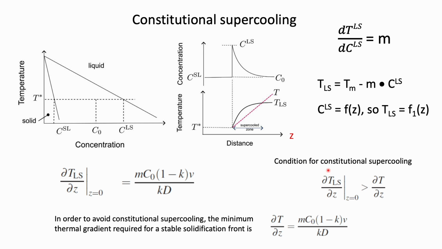Now we're talking about constitutional supercooling. Basically, the supercooling is linked with the composition change in the liquid phase near the interface. You may notice I always emphasize the liquid phase. The reason is that the solid phase has already stabilized and the composition is already frozen. That's why all we need to consider is the liquid phase. The liquid phase will undergo the transition to the solid phase to produce new product. Then when delta TLS over delta Z at Z equals 0 is higher than delta T over delta Z, this is the condition for constitutional supercooling.